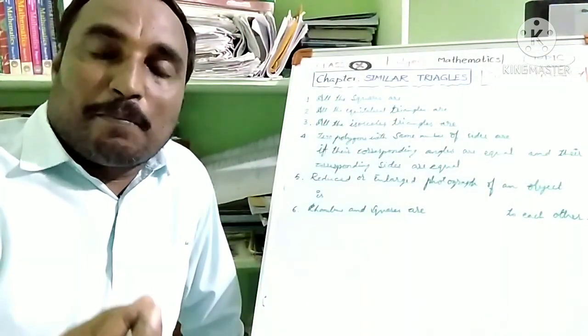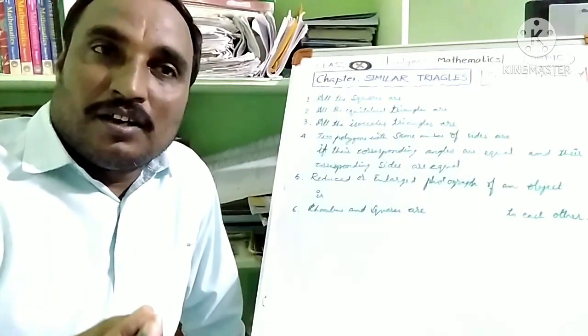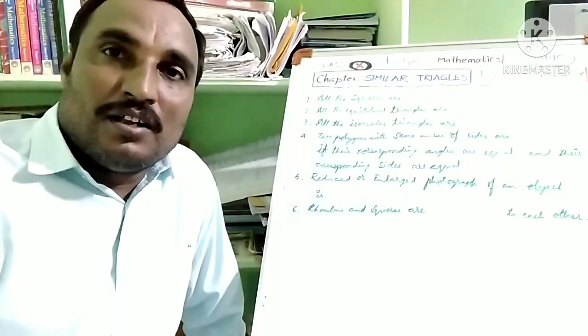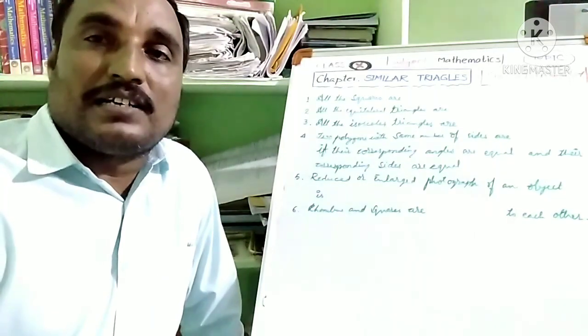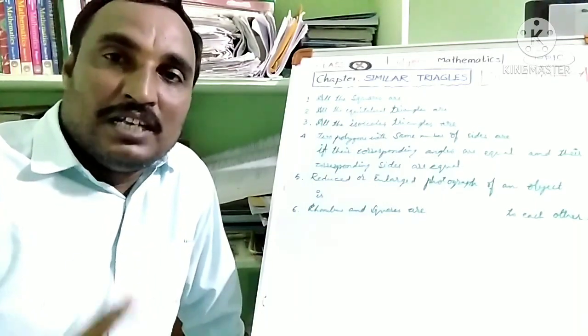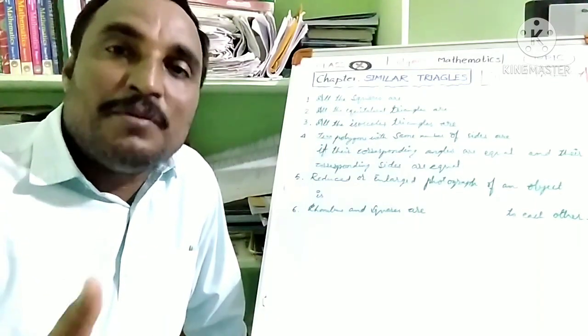All the polygons which have the same number of sides are similar if the corresponding angles are equal and the corresponding sides are in the same ratio. That means the corresponding sides are in proportion.